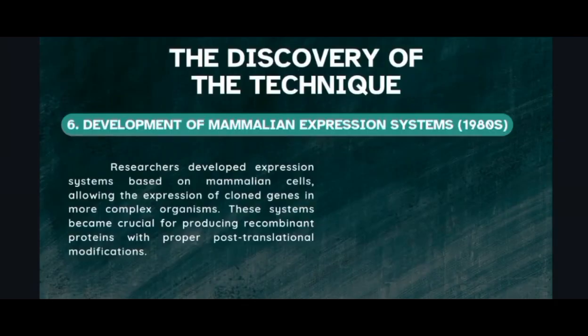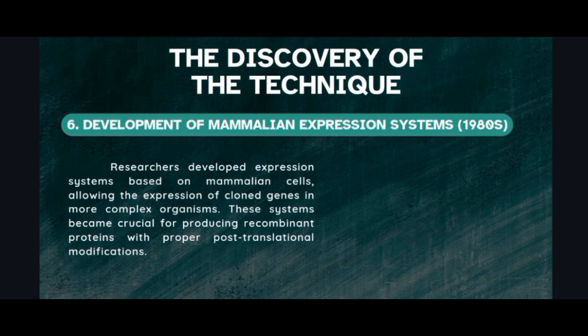Good morning. So let us proceed to number 6, which is the development of the mammalian expression system. Researchers developed expression systems based on mammalian cells, allowing the expression of cloned genes in more complex organisms. These systems became crucial for producing recombinant proteins with proper post-translational modifications.